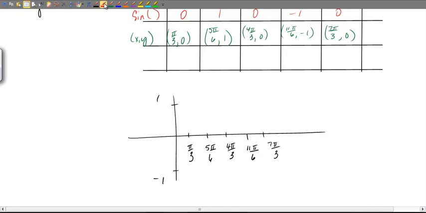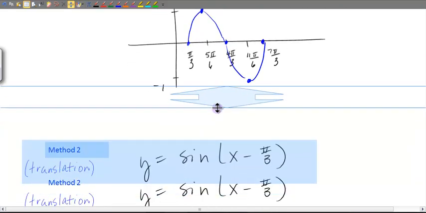So again, to graph this, we're going to come in and we're going to put a point here at pi over 3, 0, 5 pi over 6 and 1, 4 pi over 3, 0, 11 pi over 6, and 7 pi over 3, 0. And you can see that when I connect this curve, I have indeed drawn one period for the sine function. Okay? So that's using the table method for graphing this horizontal translation. Let's look at one other method to be able to do that with.